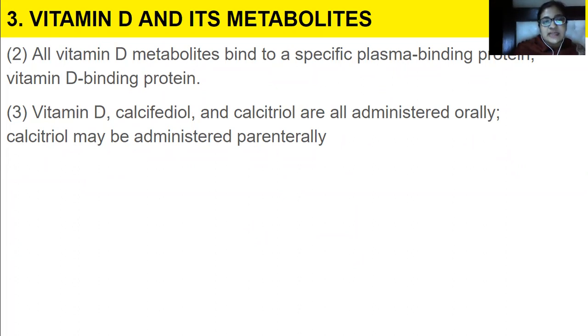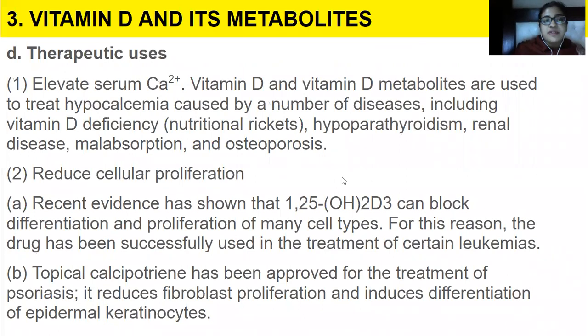So vitamin D, calcifediol, and calcitriol are all administered orally. Calcitriol may be administered parenterally. When we talk about therapeutic uses, elevated serum calcium: vitamin D and vitamin D metabolites are used to treat hypocalcemia caused by a number of diseases including vitamin D deficiency, that is nutritional rickets, which produces rickets. Then we have hypoparathyroidism, renal disease, malabsorption, and osteoporosis.